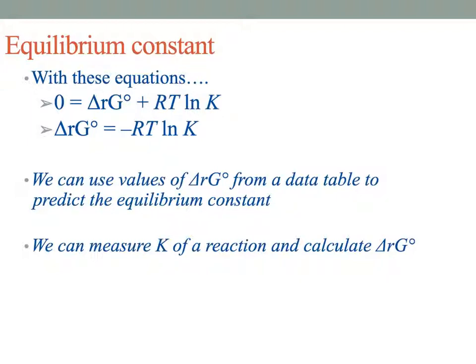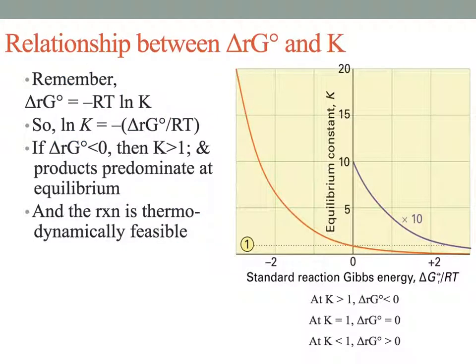So basically this is just a repeat of what I just said. We can use the values of delta G, the standard reaction Gibbs energy, from a data table to calculate K, or we can measure K, or calculate K for a reaction using the equilibrium composition and calculate the reaction Gibbs energy. And we'll do problems like that, some sample ones in class.